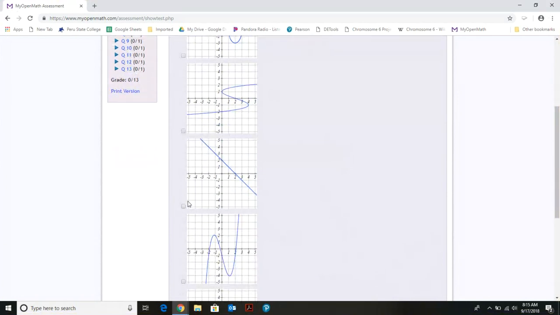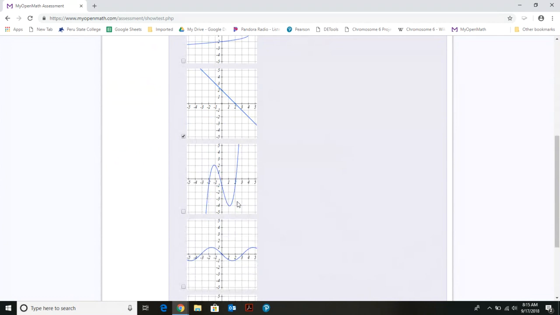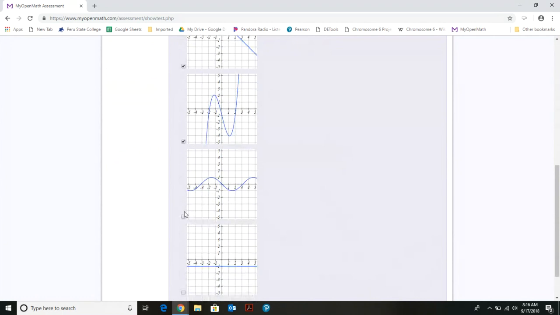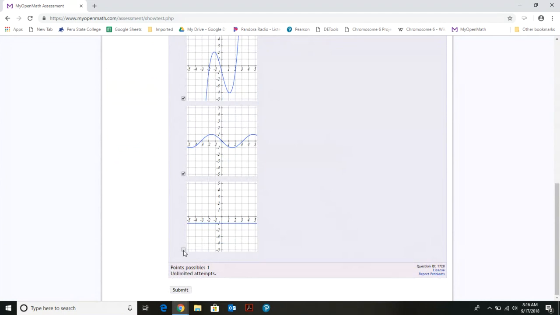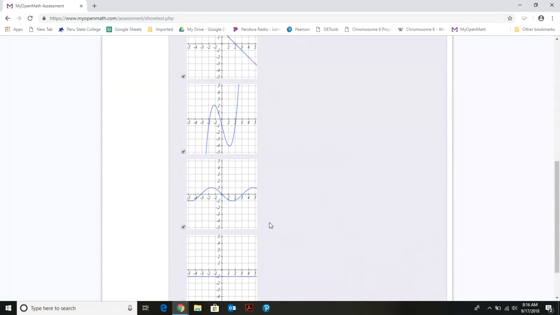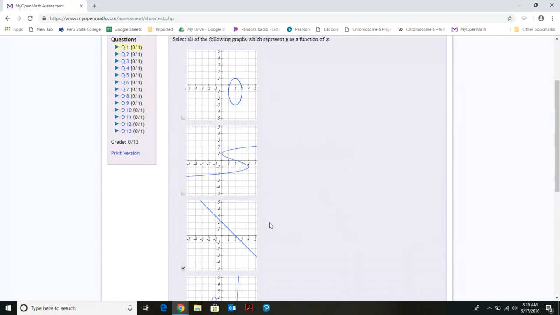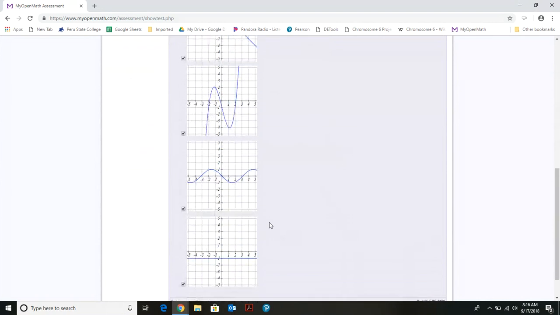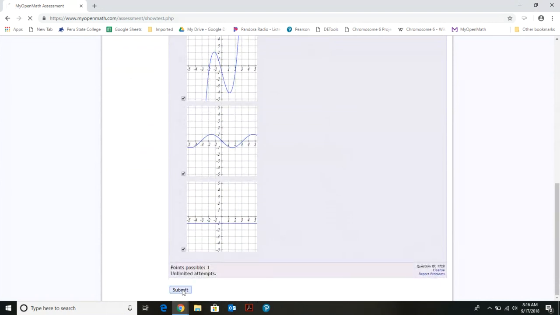So I'm going to go ahead and click that one. That one's good. Look at this next one. If I were to draw vertical lines, it's not going to hit it more than once, so that one's going to be good. This next one kind of looks like a sine curve. That one's good. Horizontal line, that's good. So again, imagine drawing a vertical line. If it hits it more than once, it's no good. So those first two are no good. The last ones are cool.